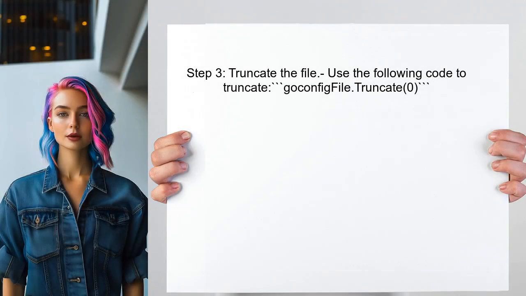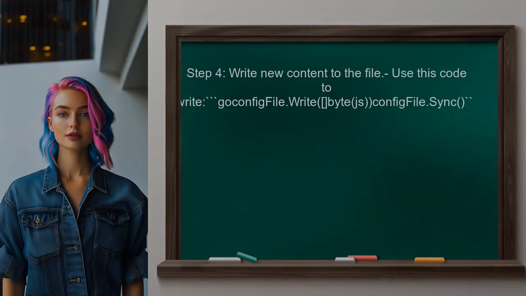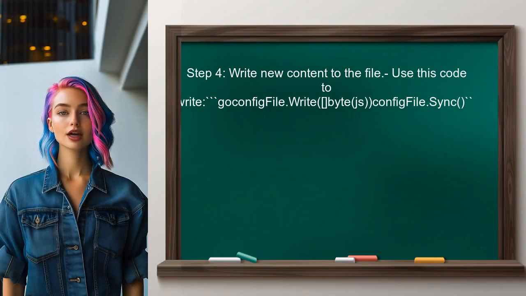After reading the content, the user can now truncate the file. This step is crucial as it clears the file's contents without leaving any leading zeros. Finally, the user should write the new content to the file. It's important to ensure that the new content does not include any leading zeros.